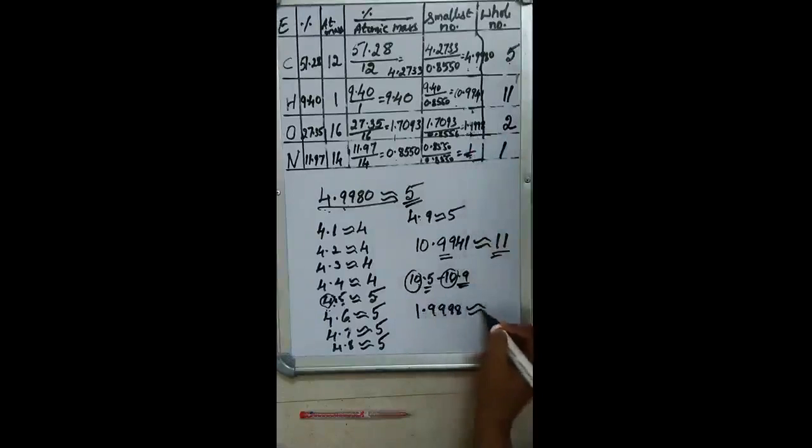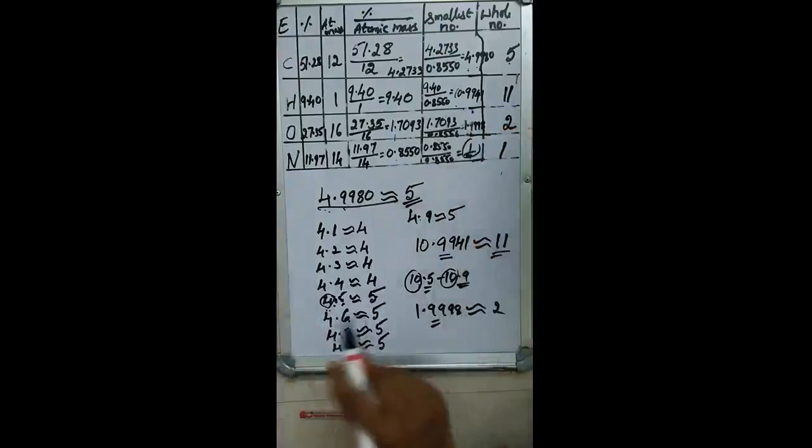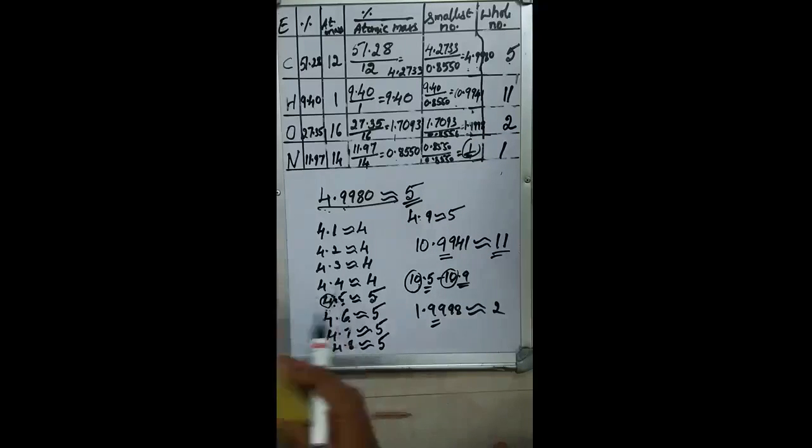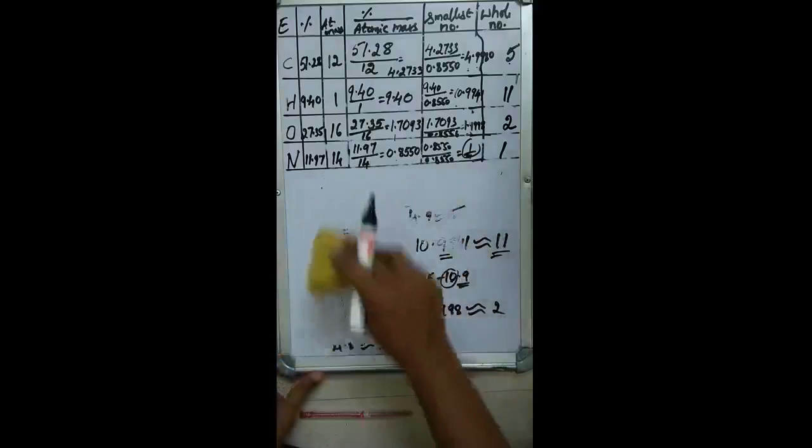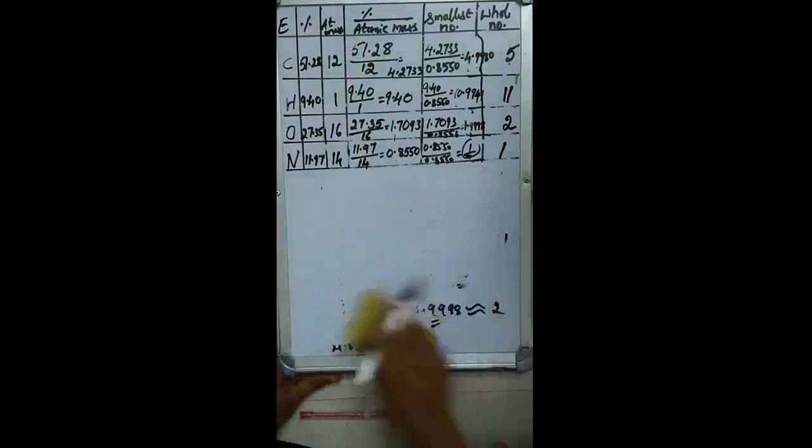Same way, 1.9 is also considered as a 2, because 0.9 is present. Then here, this is a whole number itself, so it is written as a 1. Based on this, I hope you understood how a number should be converted into a whole number.